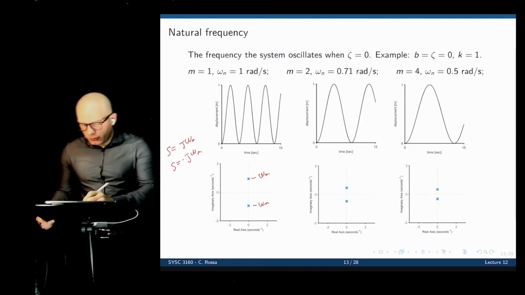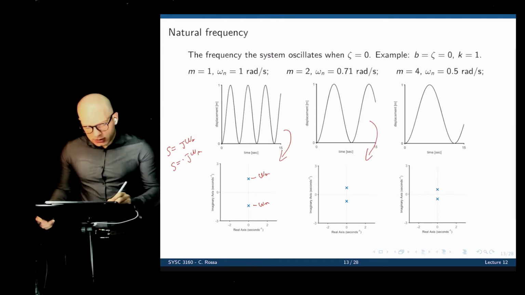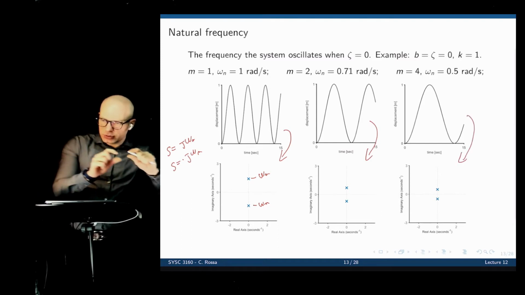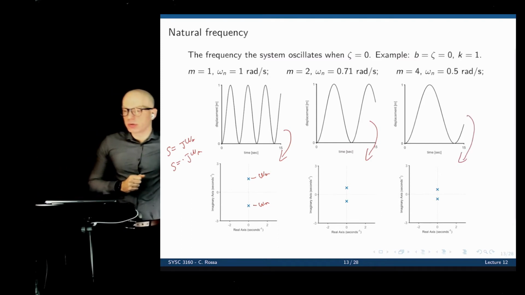Now you see how we go through these different frequencies, and you see that the poles are getting closer to the real axis.